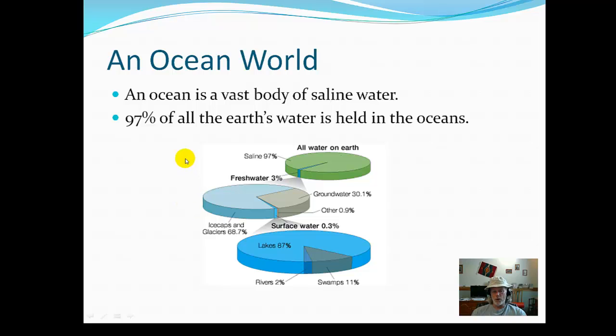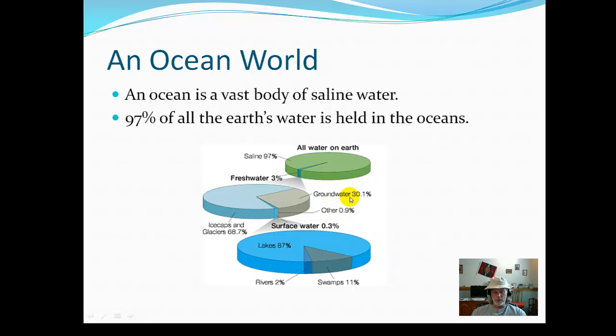97% of all the Earth's water is held in the ocean. So when you talk about fresh water, or water that is used by humans, you're really looking at only 3% of the Earth's water. And of that 3%, almost 70% is in ice caps and glaciers, which are not readily available. So what you end up looking at is a very small amount that is used by human beings on Earth.